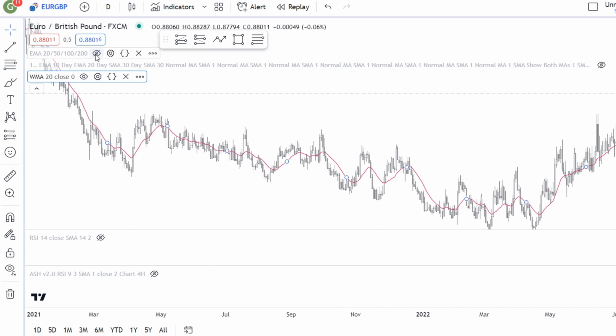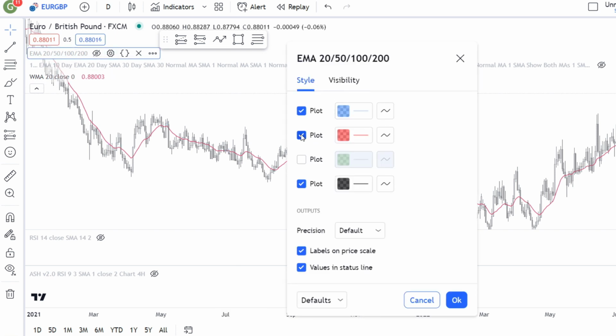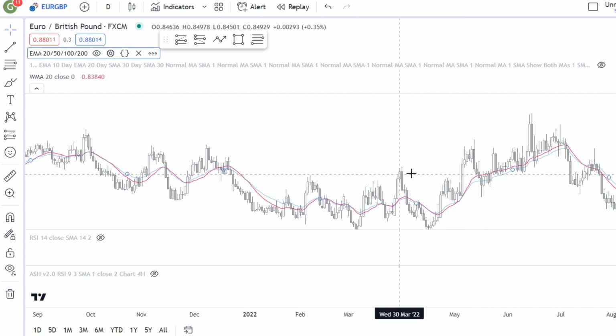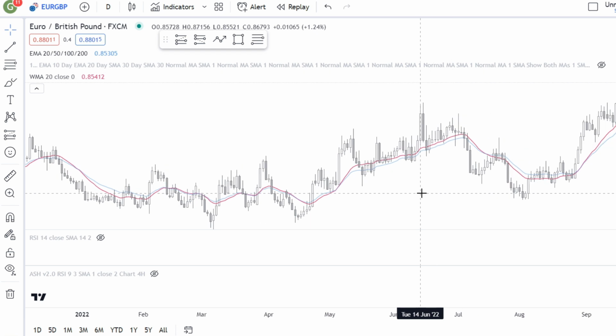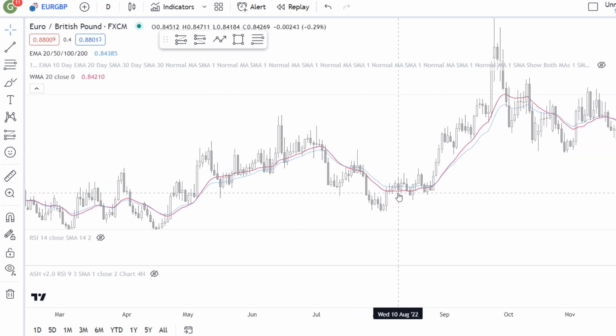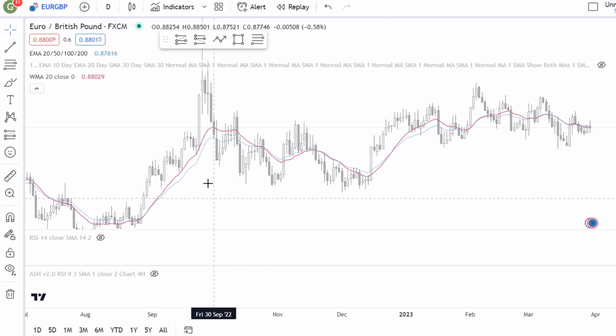Over here I have another indicator, and that shows the 20, the 50, the 100, and the 200. So in this case, let me only apply the 20 exponential moving average over here, the blue one. And then I'm going to make it visible. So you see that there is a slight difference. Over here, the pink one is the weighted, and over here, the blue one is the exponential moving average.